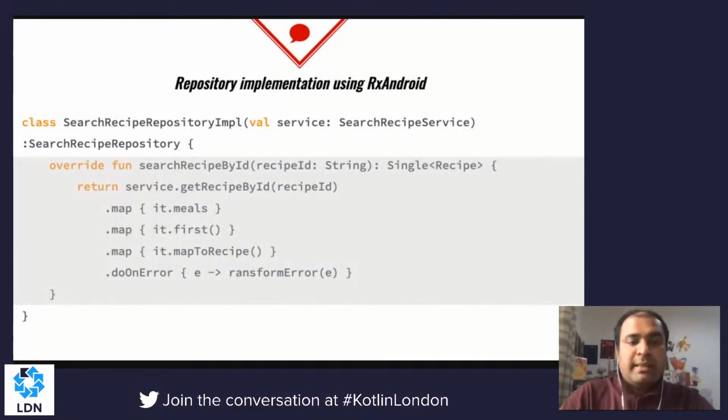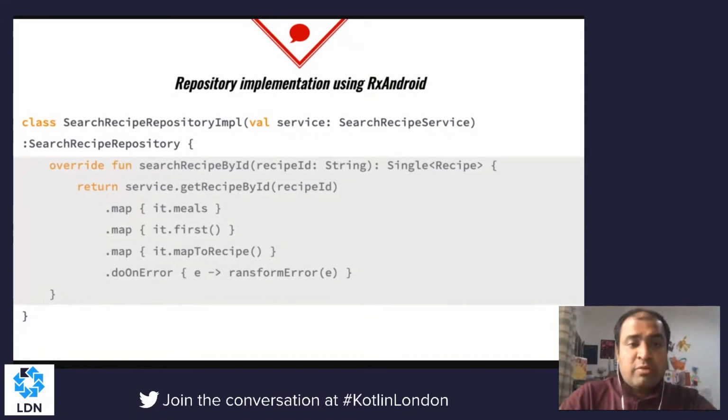Now, in this repository implementation, I'm using the repository pattern to make an API call. This is how it looks in RxAndroid. So I return a single type of recipe. Further, I transform that data into something else as per my application need. I use some operator to get the data what I need. I have some sort of error handling inside the doOnError operator, as you can see in the code.